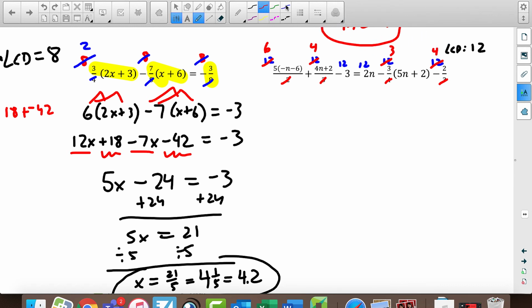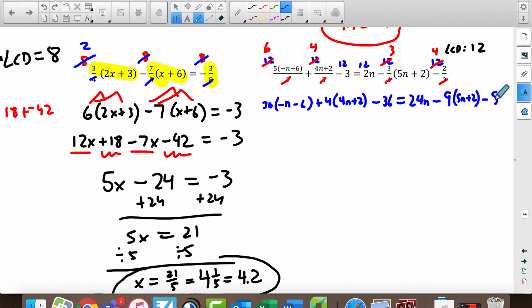Okay, where are we at now? Let's see. We have 6 times 5, which is 30, and we're going to multiply that by negative n minus 6. Then we have 4 times all of this, the 4n plus 2, minus 12 times 3 is 36, equals 12 times 2n is 24n, minus 3 times 3, I missed this 3 when I did it the first time, whoops, 3 times 3 equals 9. I had a 3 there, but it should be 9, because 3 times 3 is 9, and you're going to multiply that by 5n plus 2. And finally we have 4 times 2, which is 8, so minus 8.